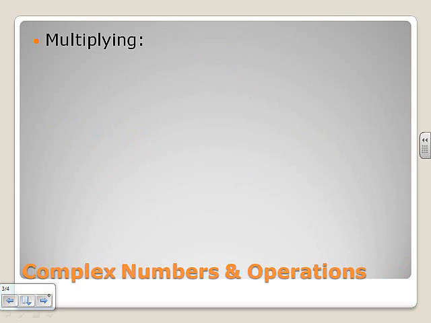Now let's take a look at multiplying. When multiplying imaginary numbers, you can multiply imaginary numbers with real numbers and imaginary numbers with imaginary numbers. So here we're going to distribute 3i. 3i times negative 5 makes negative 15i. So you do 3 times negative 5 to get the negative 15 and carry down the i.